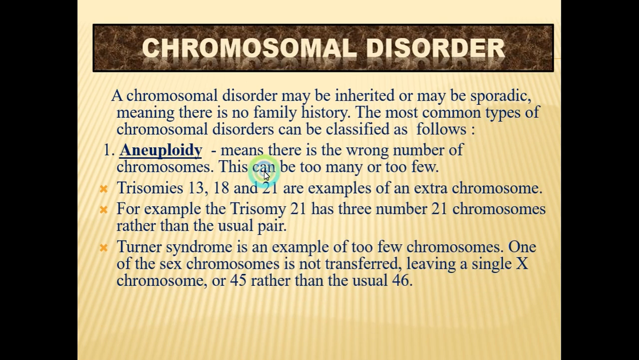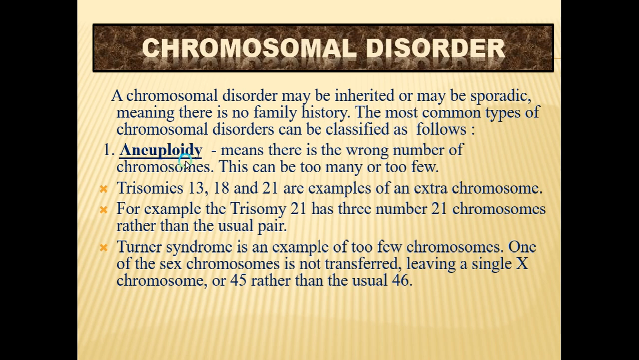Now we shall be studying about chromosomal disorders. A chromosomal disorder may be inherited or may be sporadic. Sporadic means the father and mother do not have any history, but the child has. That is, there is no family history, but still the child has a chromosomal disorder. Now we have some common chromosomal disorders.